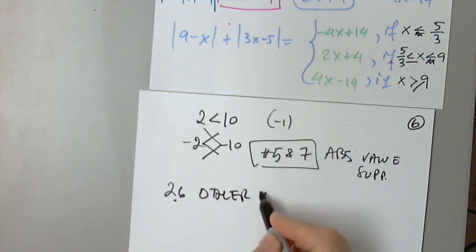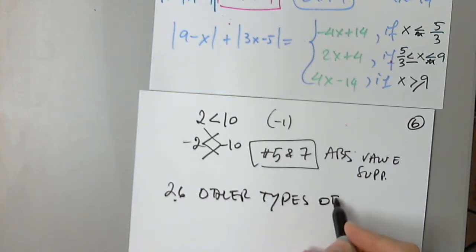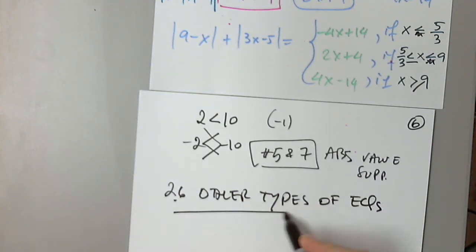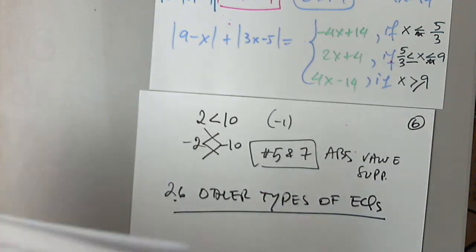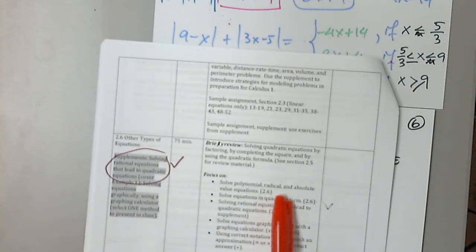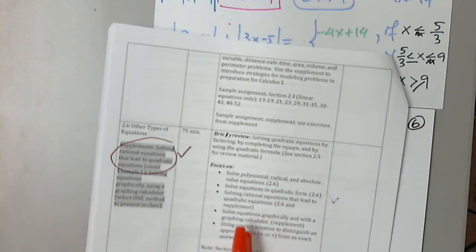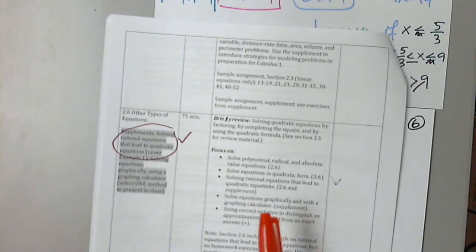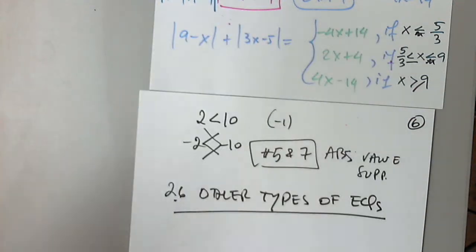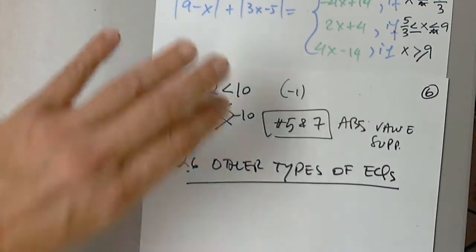Other types of equations. First of all, let's list what we know. Because we have to look at polynomial, radical, absolute value equations, quadratic in form, rational, but we know that already, graphically, which I'm going to show you. Okay, so these types. So what do we know so far?